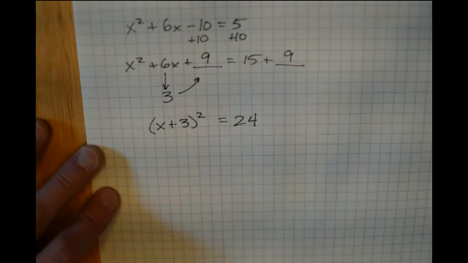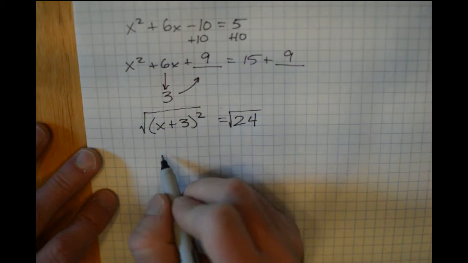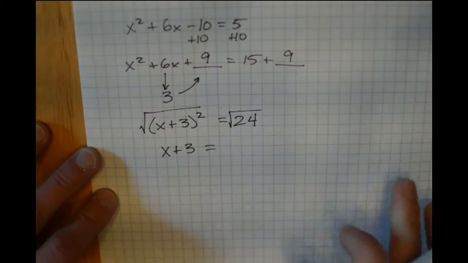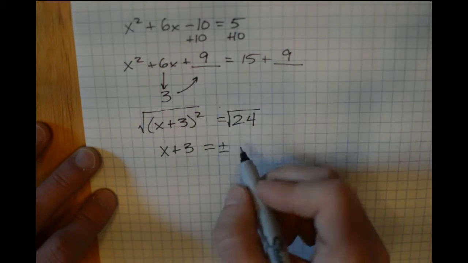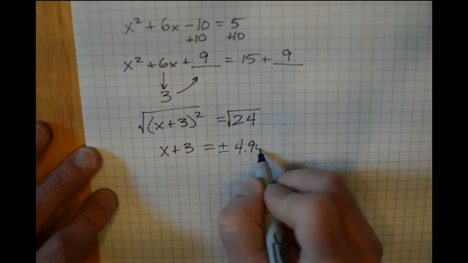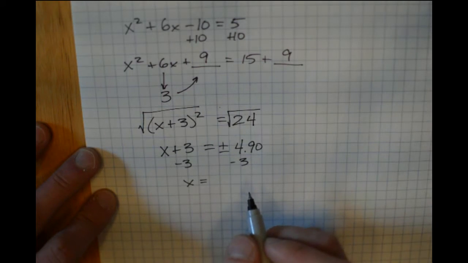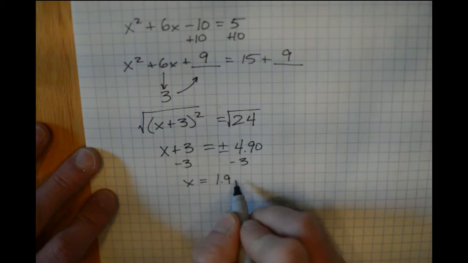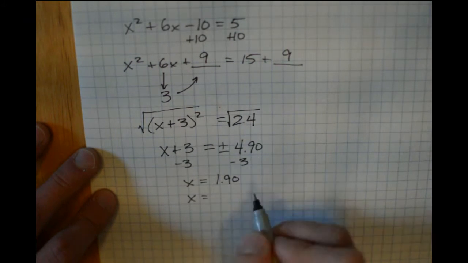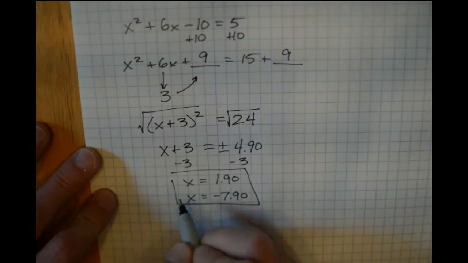Now I can solve this using a square root, because now I have just that variable in that square. I'm going to take the square root of both sides, I get x plus 3 is equal to plus minus, let's go ahead and round this, the square root of 24 is 4.90. Subtract 3 from each side, and x is equal to positive 4.9 minus 3, which is positive 1.90, and negative 4.90 minus 3, negative 7.90. And there are our two solutions.